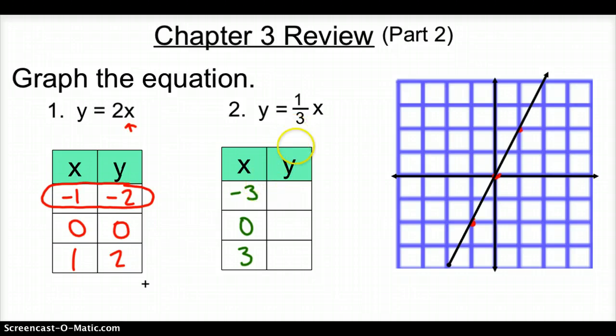And so now we put these numbers in for x. -3 times 1/3 is -1, 0 times 1/3 is 0, and 3 times 1/3 is 1. So now I plot these points. I go over -3, down 1. I go 0, 0, and it goes right through the middle again. Then I go over 3, up 1, and now attempt to connect the dots. And here is my next line for number 2.